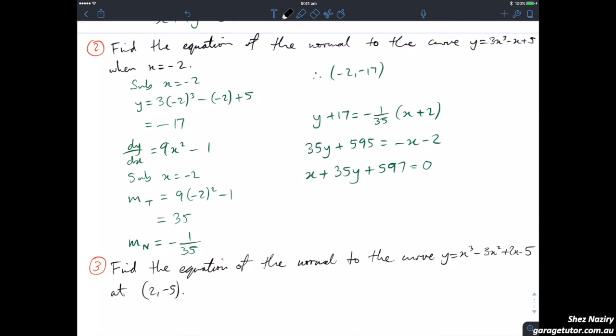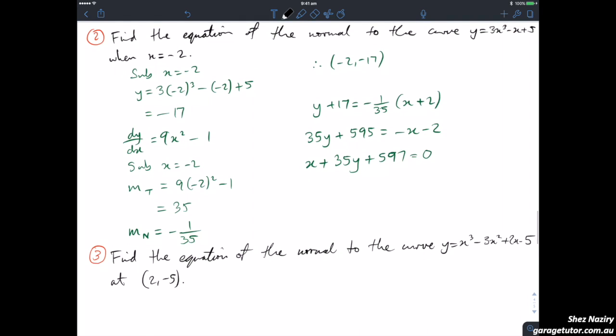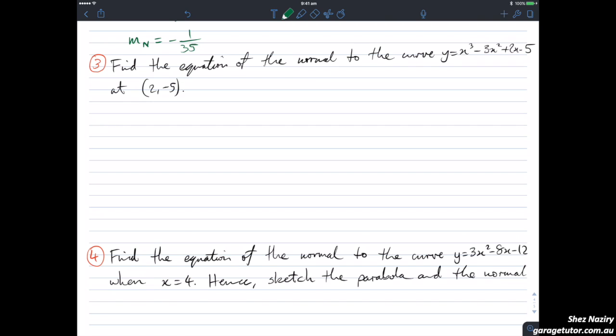I want you guys to find the equation of the normal. Go ahead. Okay, so let's find the equation of the normal to question 3. So dy/dx equals 3x squared minus 6x plus 2.